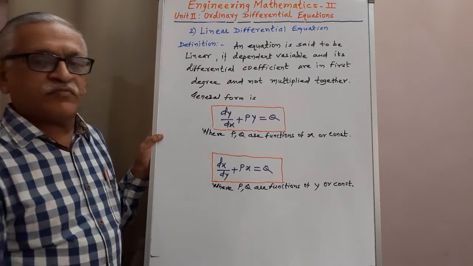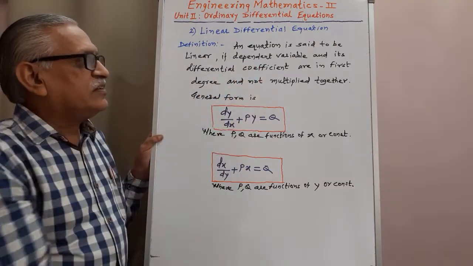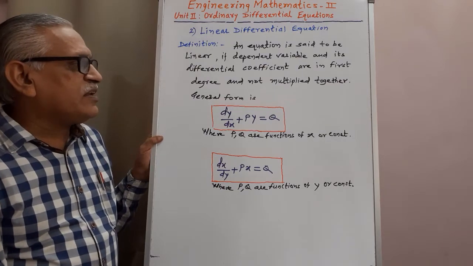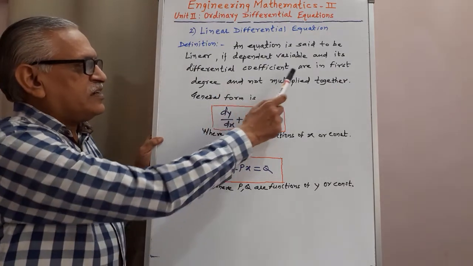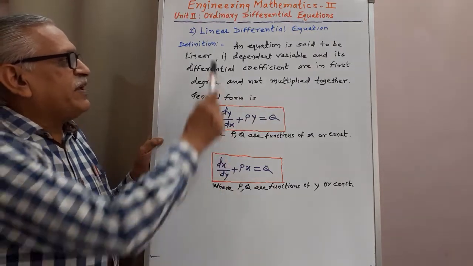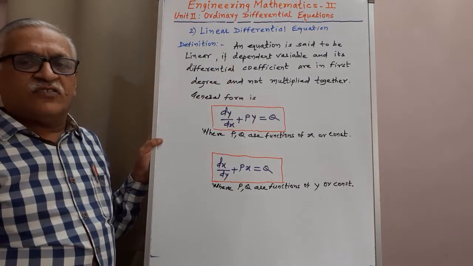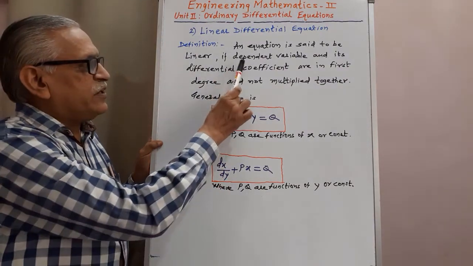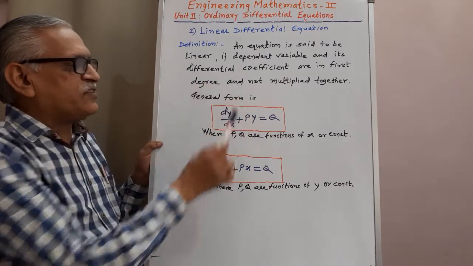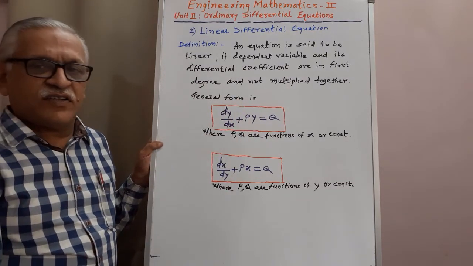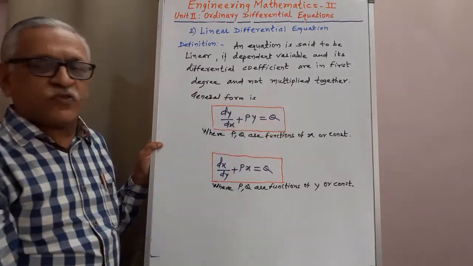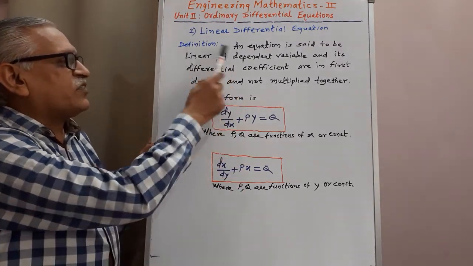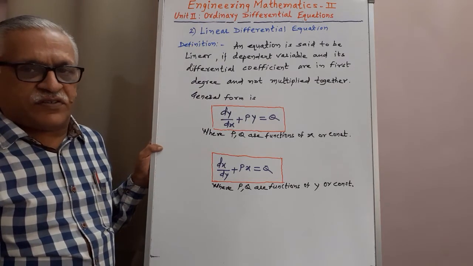Let us define it. An equation is said to be linear if the dependent variable and its differential coefficient are in first degree. The meaning of the word linear is that a term whose degree is 1 is called a linear term. Therefore, the dependent variable and its differential coefficients are in first degree and not multiplied together. If these two conditions are satisfied, then that equation is said to be a linear differential equation.